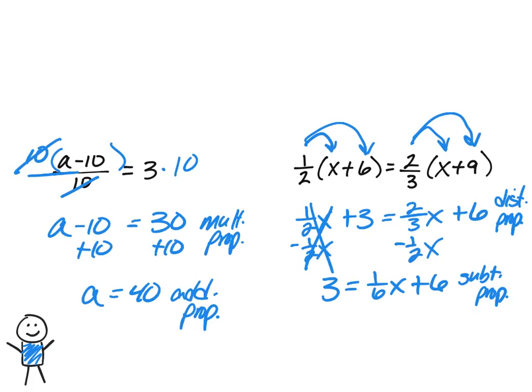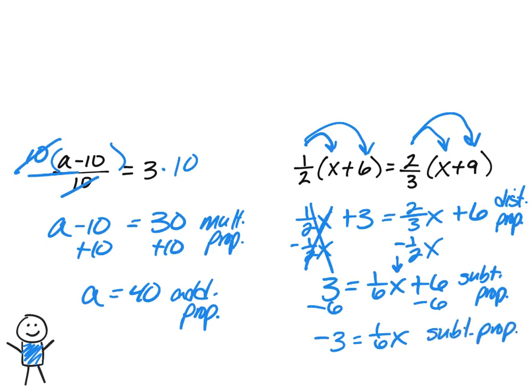Now to get rid of addition or subtraction, I'm going to get rid of this plus 6, and the reason being is because my goal is to get the variable by itself, so I'm working from the right side. Let's go ahead and subtract 6 from both sides to give me negative 3 equals 1/6 x. This is okay because of the subtraction property again.